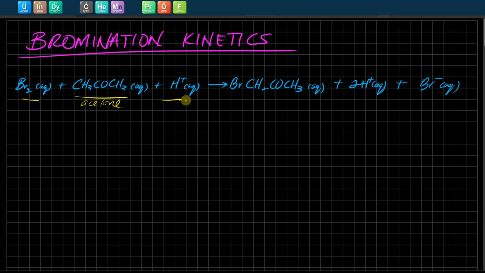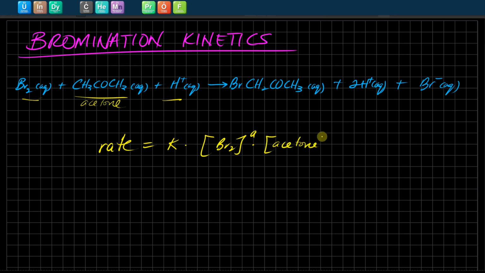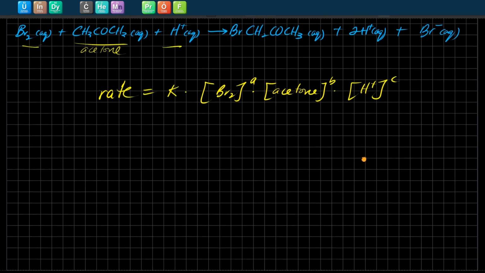to form the products shown here. Our aim in this lab is to come up with the rate equation for this reaction, including the rate constant K and the rate orders for bromine, let's call that A, for acetone, let's call that B, and for acid, let's call that C. So we need to figure out the rate constant and the rate orders A, B, and C. Now how are we going to do this?